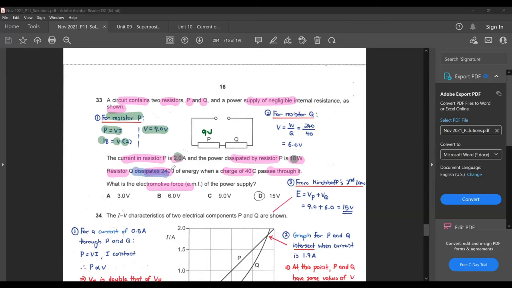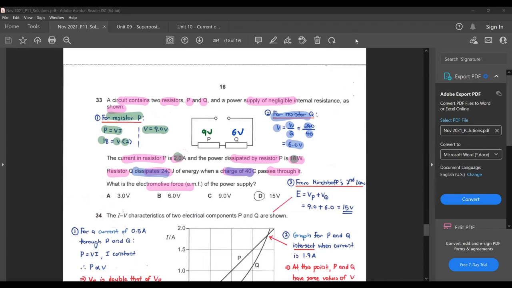They say it dissipates 240 joules of energy when the charge of 40 coulomb passes through it. So for resistor Q, since I know the energy that's been dissipated and the charge that passed through it, I can use V equals W over Q. It's 240 divided by 40 equals 6 volts. So this one is 6 volts.